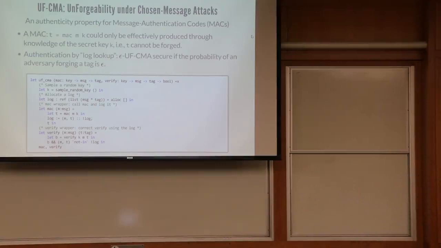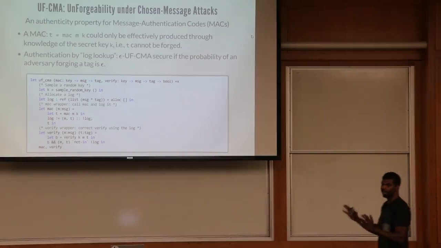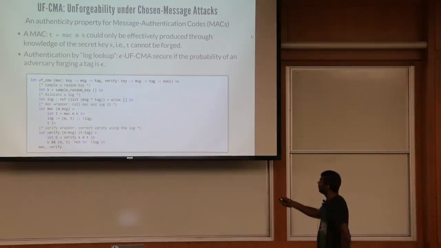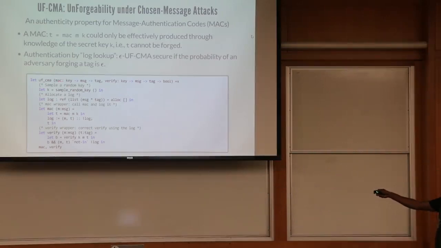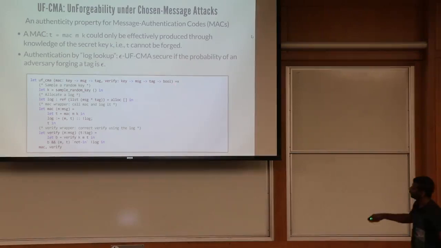And one way in which to formalize what it means for a MAC to be semantically secure is to do authentication by log lookup, in some sense. Rather than relying on the MAC alone, we're going to idealize the MAC using shared state. So a UFCMA game looks like this. I have two functions, MAC and verify. MAC takes a key and a message, producing a tag. And verify is its dual in some sense. It takes a key and a message and a tag and checks that the tag is in fact the MAC of the key and the message. Okay? And, oh, that X is spurious. Typo.